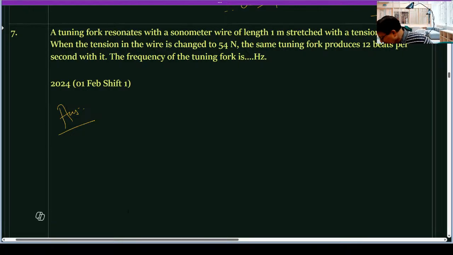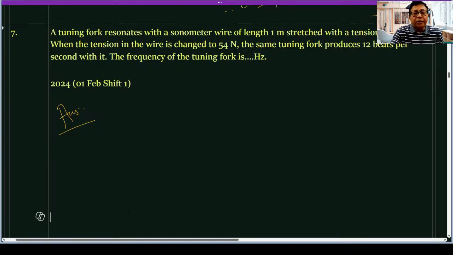This tuning fork resonates with a sonometer wire of length 1 meter, stretched with a tension of 6 Newton. Tension in the wire changes to 54 Newton. Same tuning fork produces 12 beats per second with it. Then the frequency of the tuning fork will be what? Length of sonometer wire is given.